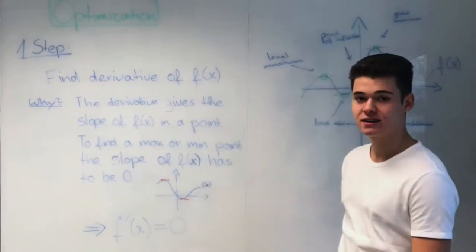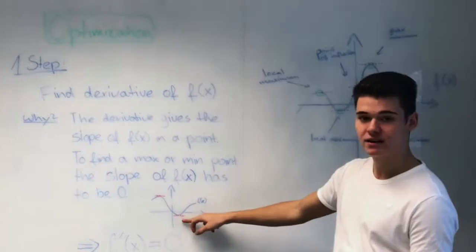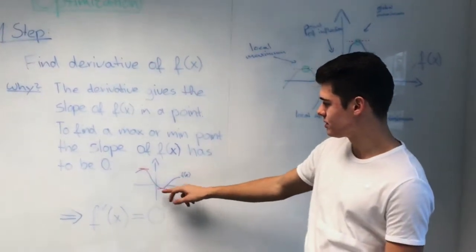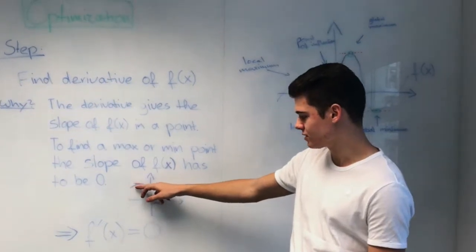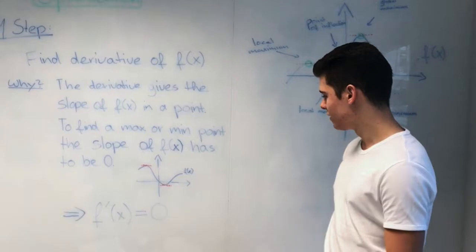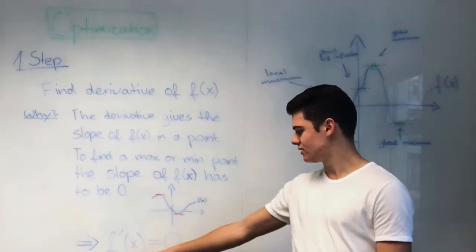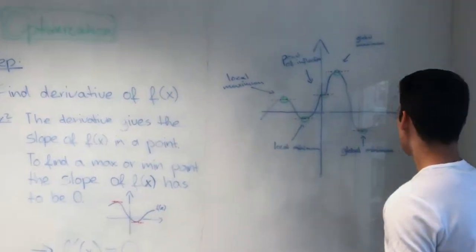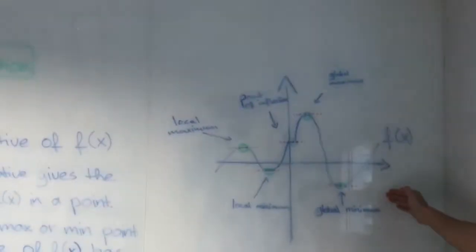If the slope of the tangent line is 0, it means the tangent line is horizontal. And this means that there is a maximum or minimum point because the graph changes from increasing to decreasing or decreasing to increasing. So in order to find out about this, you just find the derivative of f of x and set it equal to 0. Those are all the possible answers you could get.